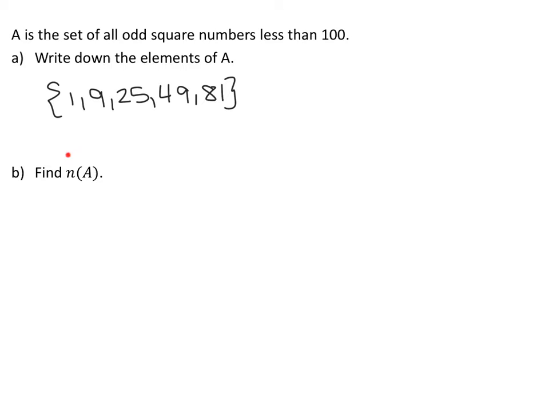So then n of A says how many actually exist in the set. What's the number of elements in the set? So if you just count them out, you have 1, 2, 3, 4, 5. So n of A, there are 5 elements in the set of odd numbers less than 100. So writing out the elements, you just actually list every single element in the group, and then n of, that's notation for saying the number in the group. There's 5 in this group.